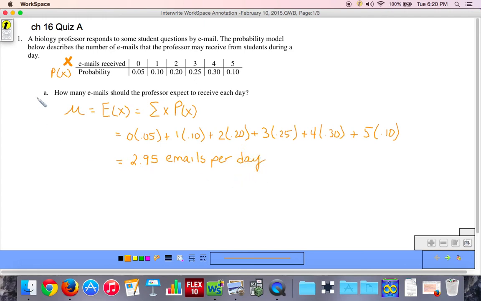So that answers part A. How many emails should the professor expect to receive each day? And you've now learned a new formula for expected value, and that formula is the sum of X times the probability of X.